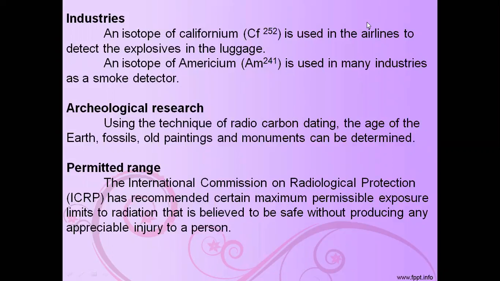So in this class we have discussed how radioactivity was discovered and the definitions of radioactivity. There are two types of radioactivity, natural radioactivity and artificial radioactivity, and we discussed the difference between them, and what the units of radioactivity are and the uses of radioactivity. These are what we discussed in this class.